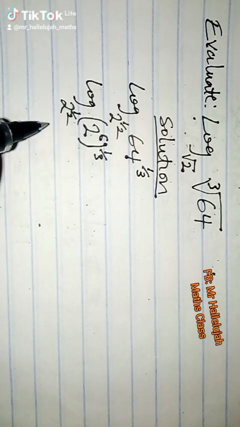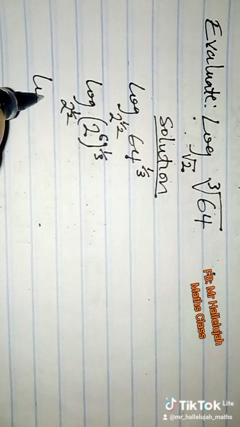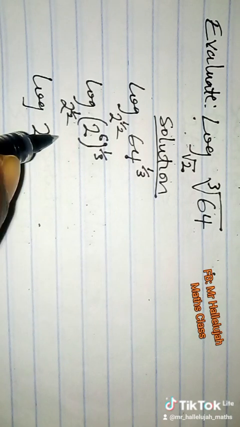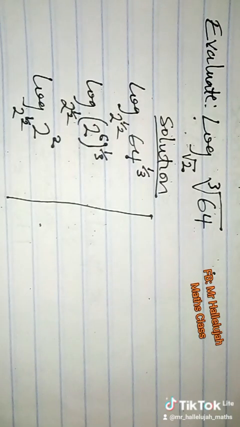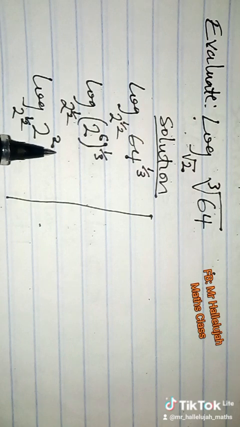So we can rewrite it as log 2 raised to the power of 2 in base 2 to the power of 1 over 2. Now, having done this, what we can say here is this: 2 is an argument and the base remains the base. So since they are both the same, we are going to divide the power of the argument by the power of the base. I repeat, we are going to divide the power of the argument by the power of the base.